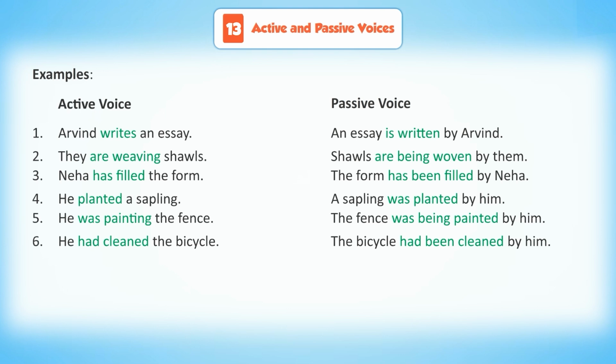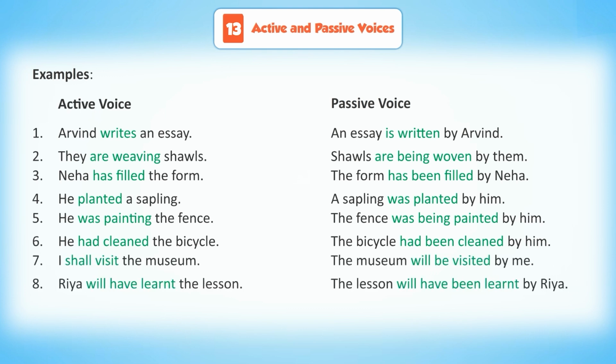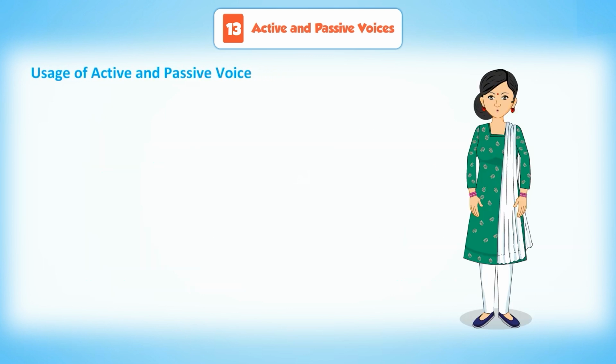Fifth, he was painting the fence. The fence was being painted by him. Sixth, he had cleaned the bicycle. The bicycle had been cleaned by him. Seventh, I shall visit the museum. The museum will be visited by me. Eighth, Ria will have learned the lesson. The lesson will have been learned by Ria.